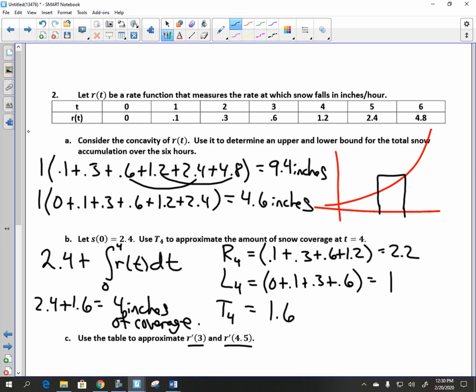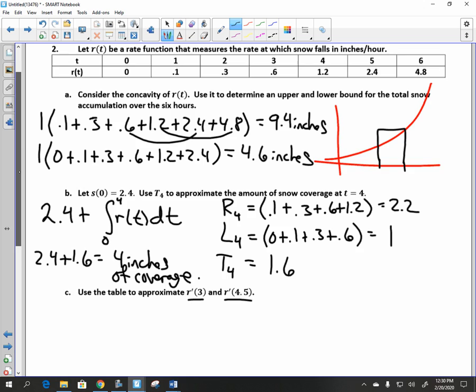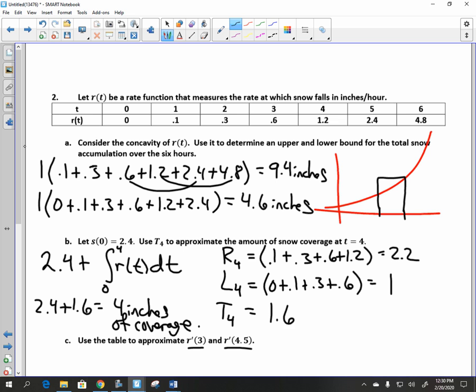So I want to estimate R prime of 3. What does R prime of 3 mean? That means the slope, the derivative, right? Using a table, can you actually find the actual derivative value? No. So we've got to estimate the slope. Remember, we have a way of doing that.